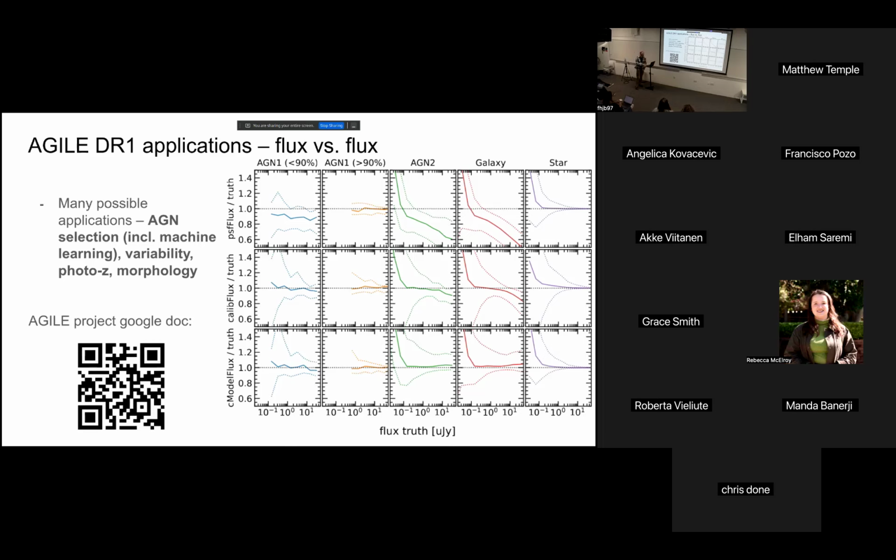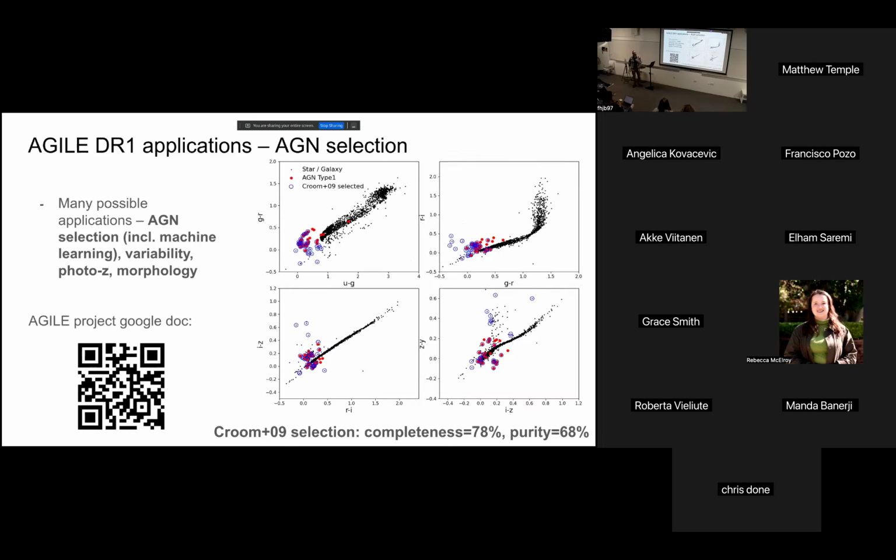So another thing that you can look at, you can take an AGILE selection from the literature. So this is a Krum like selection from 2009. So you select bright and point-like objects, and then you do multiple color cuts, and then you just compare the numbers of retrieved objects. So basically you can use AGILE to get these two numbers, the completeness and purity of your selection. So how many true AGILE you're recovering, and how many non-AGILE you're recovering with any kind of selection.